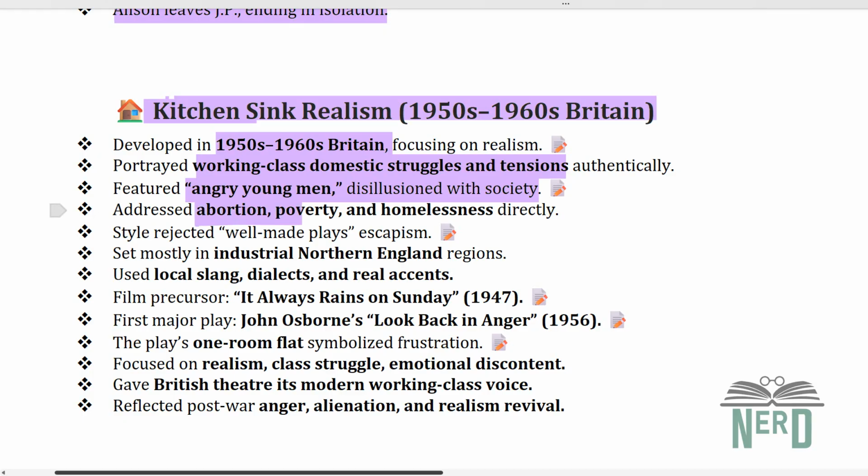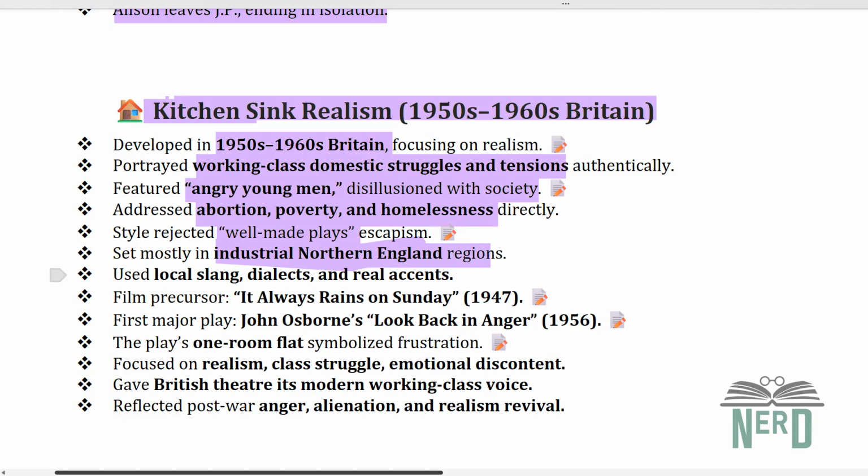The plays dealt fearlessly with controversial issues like abortion, unemployment, and homelessness, themes that had rarely appeared on the British stage before. The style was raw, unfiltered, and emotionally charged, a sharp contrast to the polished, well-made plays of earlier decades. And yes, that stylistic opposition to escapism has been mentioned in exam. Most of these dramas were set in the industrial north of England, written in the language of the people, complete with local slang and accents.